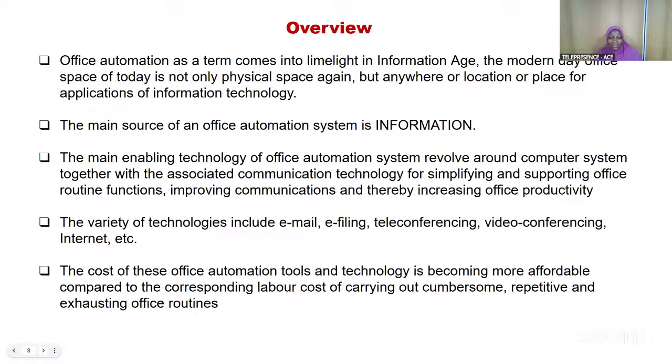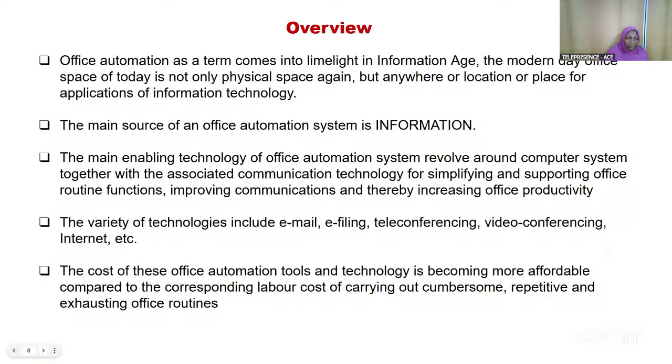This is the basis of automation system. Office automation without information can go nowhere. And we have some enabling technology that actually migrated the traditional office to the office automation we're talking about. All these revolve around telecommunication technology and computer systems. These serve to support all the office routines, thereby increasing productivity.